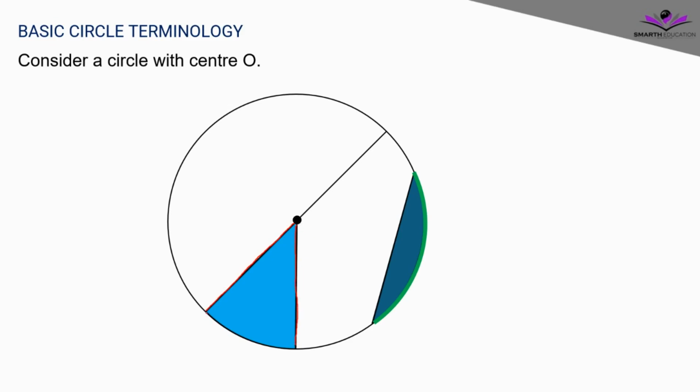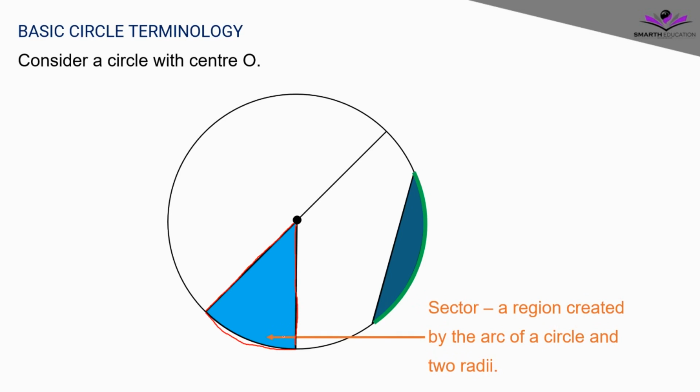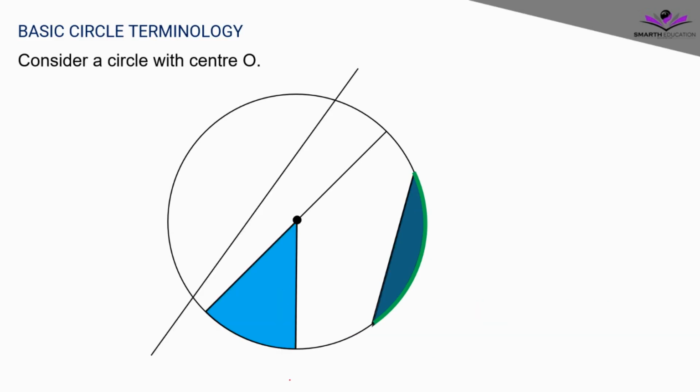And then we have this region which is created by this radius and this radius and an arc. The region between the 2 radii and the arc is called a sector. A sector is a region created by the arc of a circle and 2 radii. Take note, this is the sector, this is the segment.